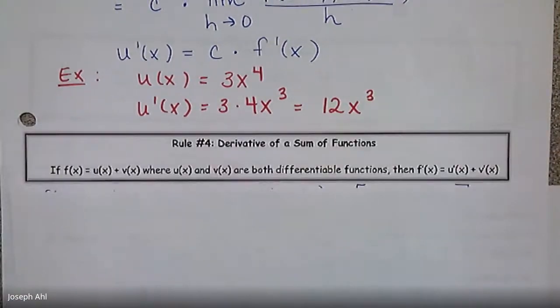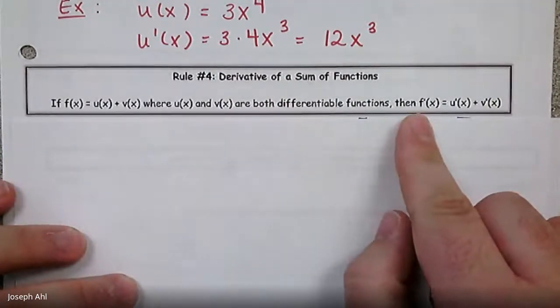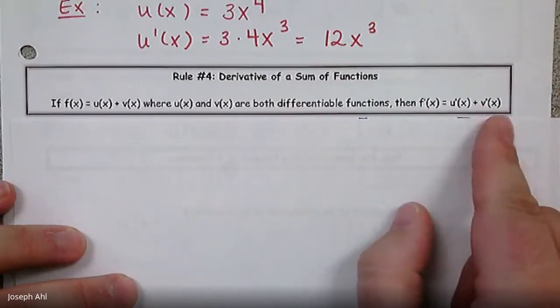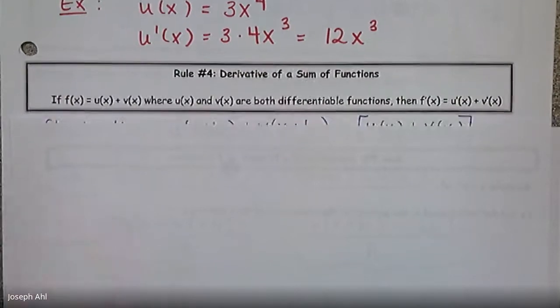Okay, so some good rules that we're following so far. What about the derivative of a sum? If f of x equals u of x plus v of x, where u of x and v of x are both differentiable functions, the derivative f prime of x would equal the sum of the derivatives, u prime of x plus v prime of x. So that's kind of nice, right? Just like with limits, the limit of a sum is equal to the sum of the limits. It's really the same idea here with derivatives.